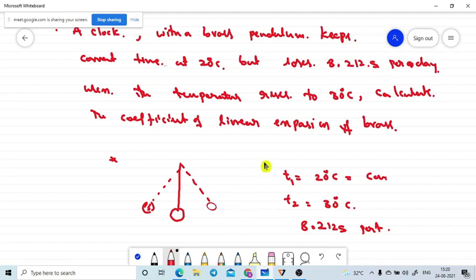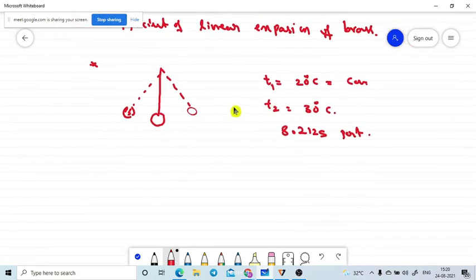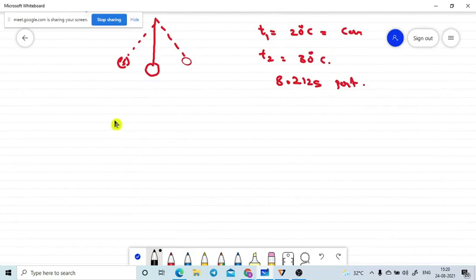So now they are asking what is the alpha value, the coefficient of linear expansion. Before dealing with this, you need to know some things. For the wall clock pendulum, the time period T is equal to 2 pi square root of L by g. This may be in your simple harmonic motion.